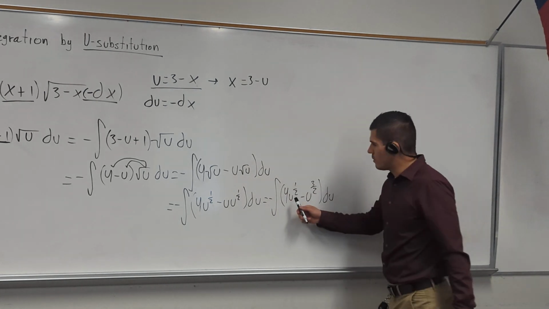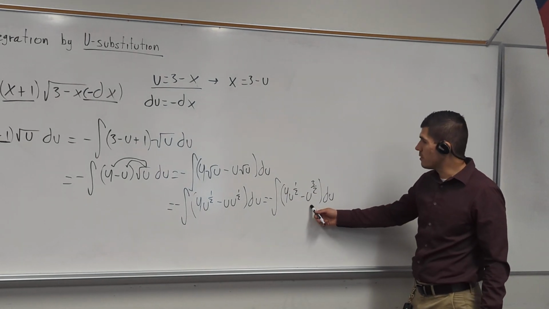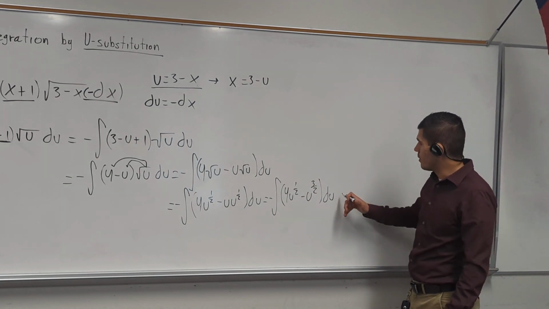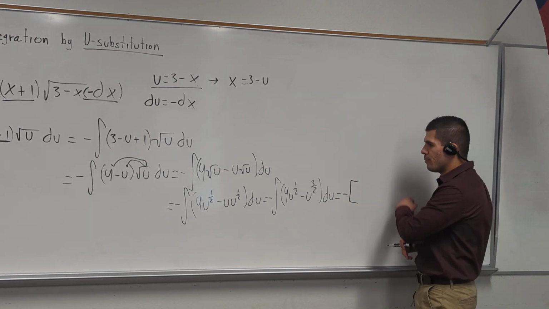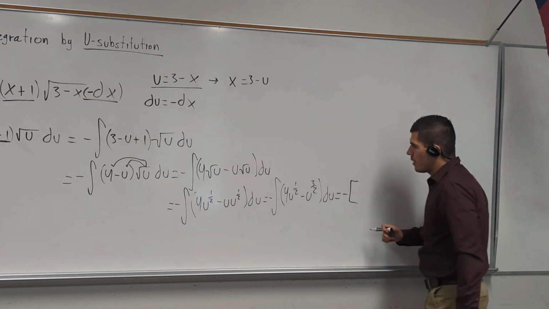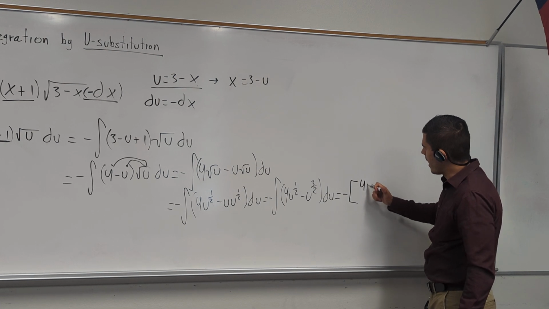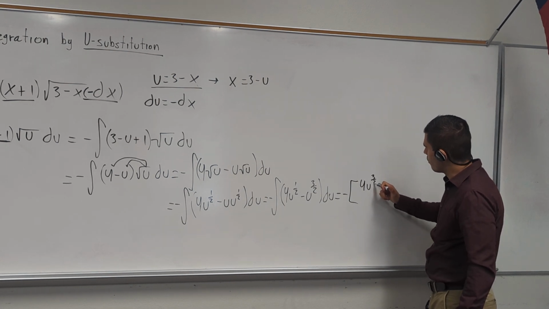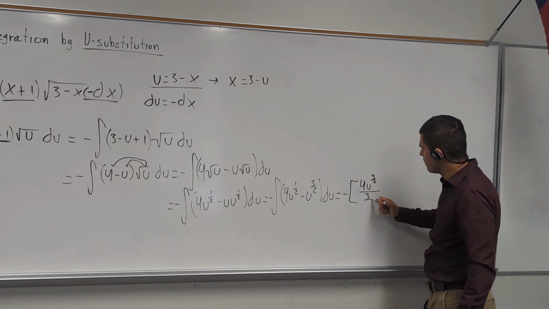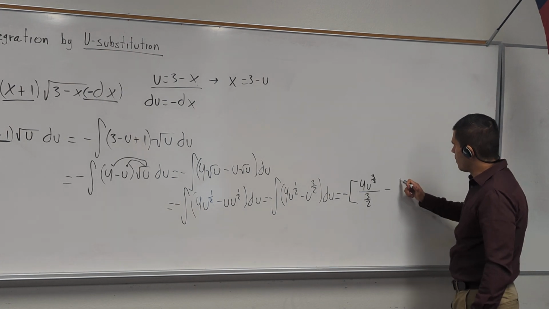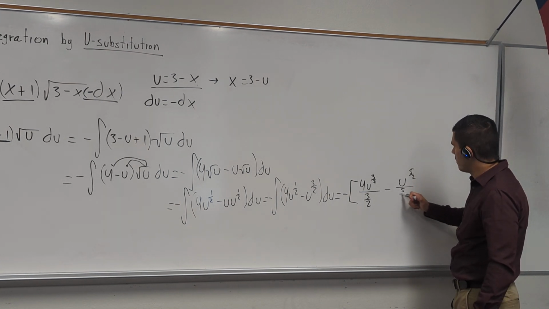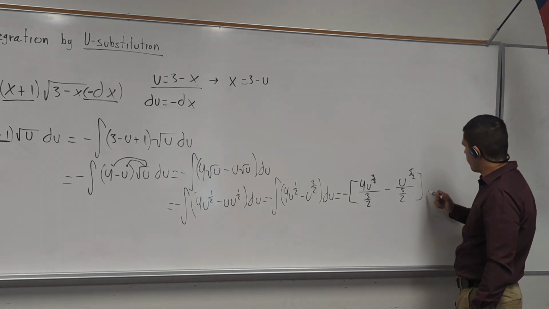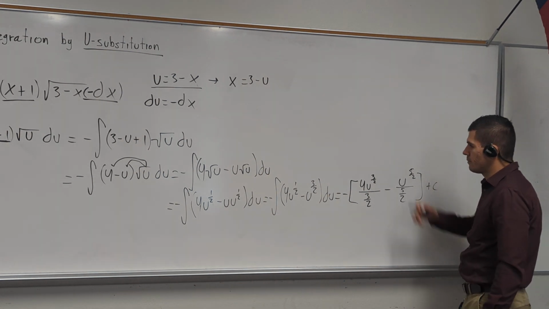Well, yes. Now this is just a simple power rule backwards. So let's go ahead and take care of that. So negative, I'm going to put a parenthesis because that negative will be distributed. U to the 1/2, I would have 4. I would add 1, so that would be u to the 3/2. I'll divide by 3/2. Minus, the u would go to 5/2 now, divided by 5/2. Close my parentheses, and I'll have a plus c.